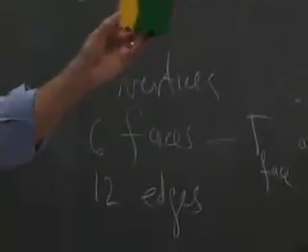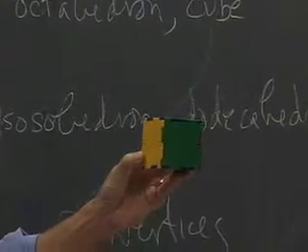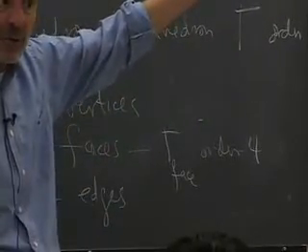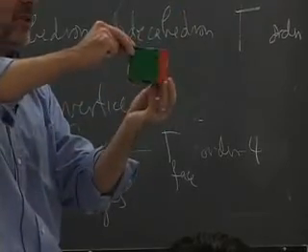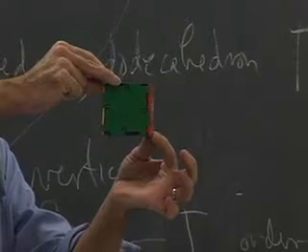Now, to show that it's a subgroup of S4, I have to give 4 things that it permutes. And I don't have 4 vertices, and I don't have 4 faces, and I don't have 4 edges, like I did for the tetrahedron. So it's not obvious what 4 things it permutes. However, if it takes the cube to itself, it permutes the diagonals that connect opposite vertices.